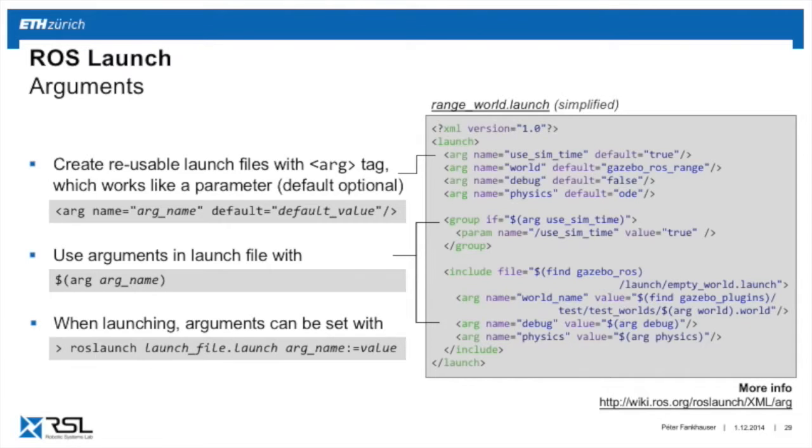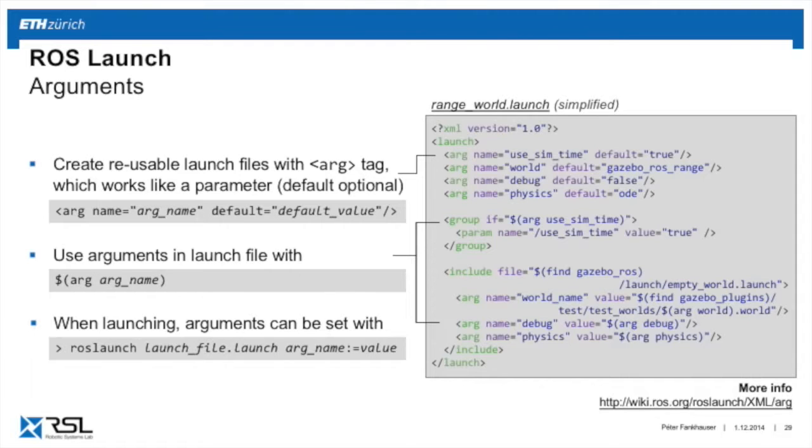In this case, it says if this argument is set to true or false, then also set this parameter. Whenever you specified an argument up here, you can reuse it with the dollar sign, then parentheses, arg, and the argument name, as in these two examples also down here.